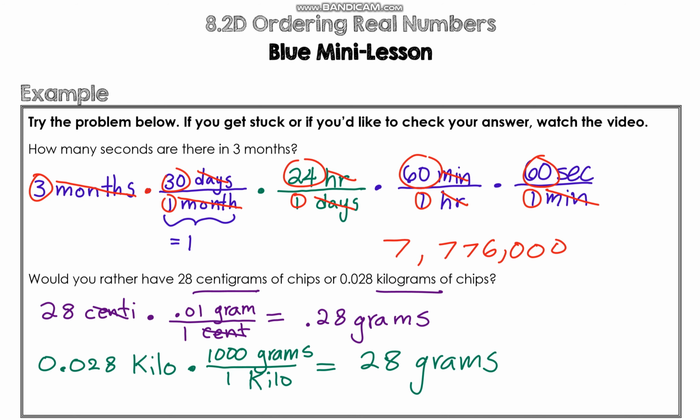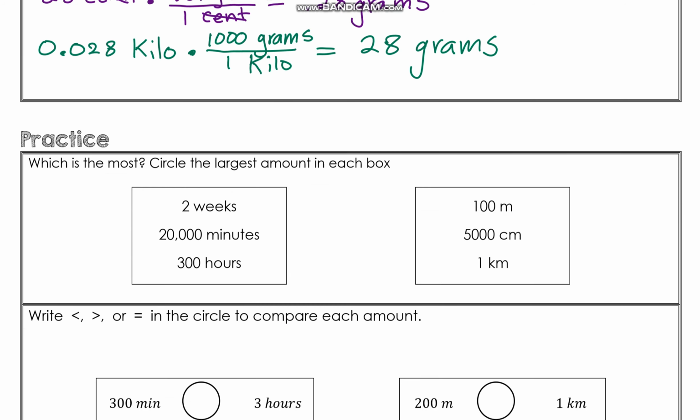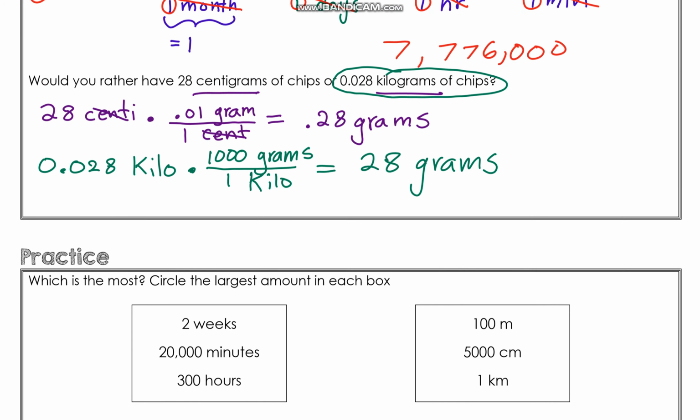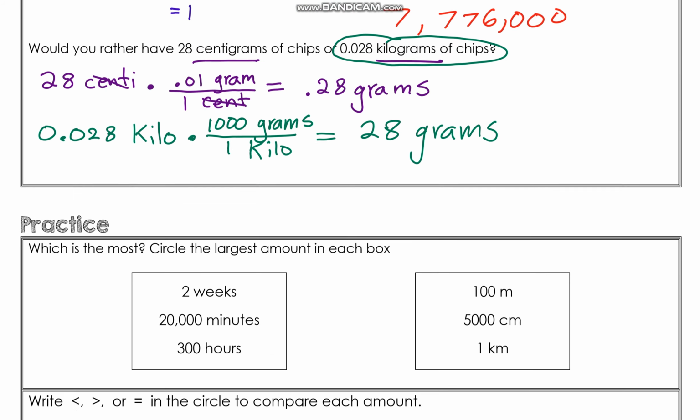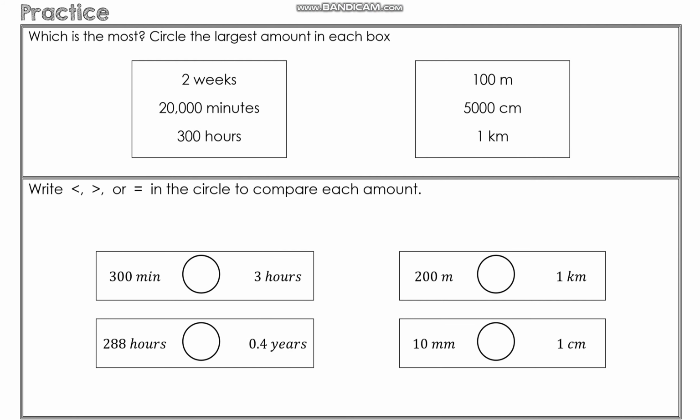So if you want more chips, then you would pick 0.028 kilograms of chips. That's more. But the moral of the story is, 1, it's a good idea to learn metric, and 2, sometimes you need to convert units in order to compare numbers. So this first one, it asks you which is the most between weeks, minutes, and hours. So in order to compare them, you might have to convert them. Alright, you can do this. Good luck.